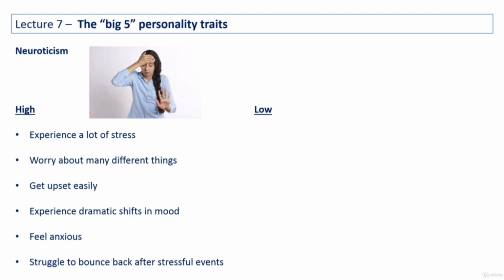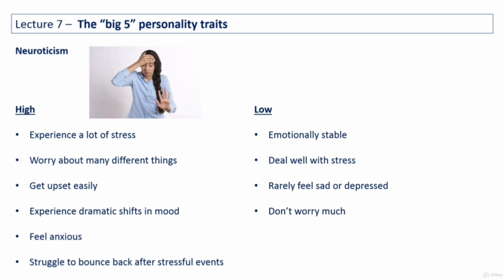Someone that's low in the personality trait neuroticism would tend to be described as emotionally stable. They'd deal well with stress. They'd rarely feel sad or depressed. They don't worry much. And they're very relaxed.